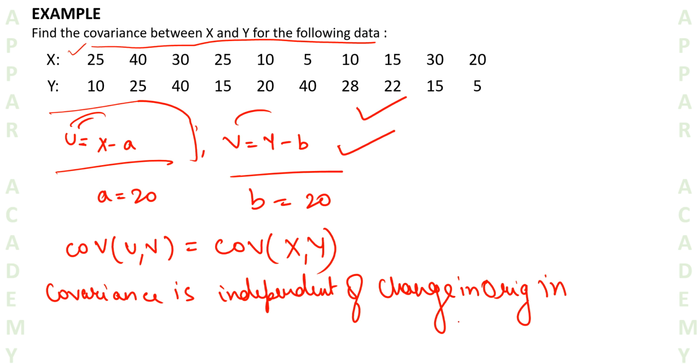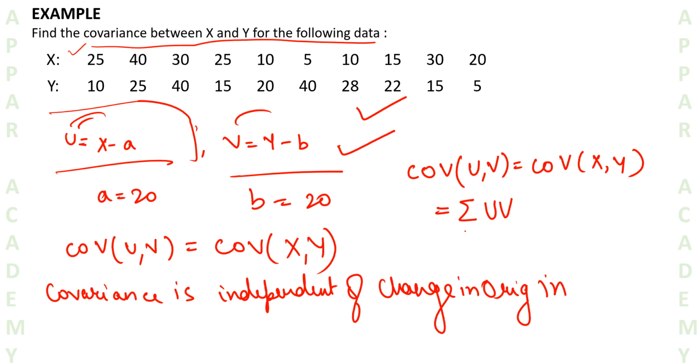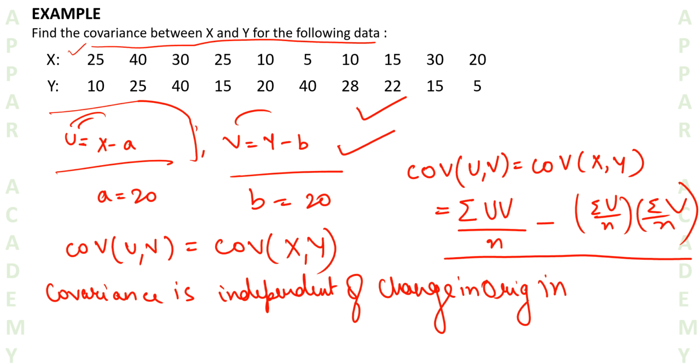So now we can use any of the formulas for covariance in order to find the covariance between u and v. Okay, so let's just write down the formula. Covariance between u and v, which is equal to covariance between x and y, is simply equal to summation uv upon n minus summation u upon n into summation v upon n. This is true? Okay, so let's just simply write down this formula now.